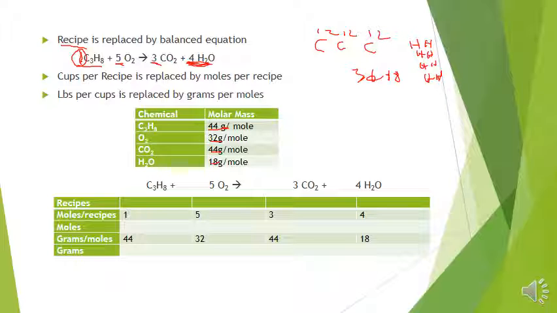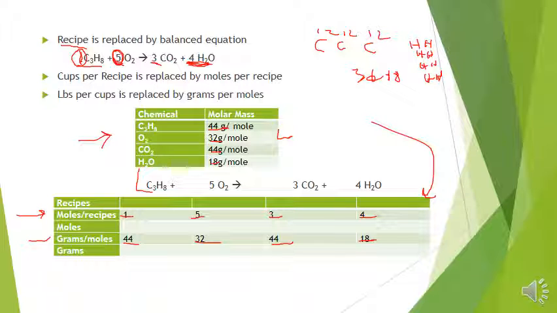Here's how you set up the table. This row is the same as the recipe relationship: 1 mole, and every time you do the reaction, 5 moles, 3 moles, and 4 moles. For the grams per mole, you put in the information from here: 44, 32, 44, and 18. To do stoichiometry, you need two things: a balanced equation and the molar masses. Then you plug them into the table and do the same sort of operations, which we will go on from here. But let's stop here, and we'll do the next video, which relates to this.